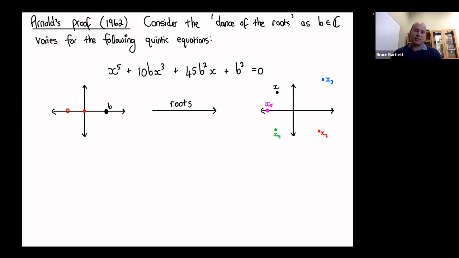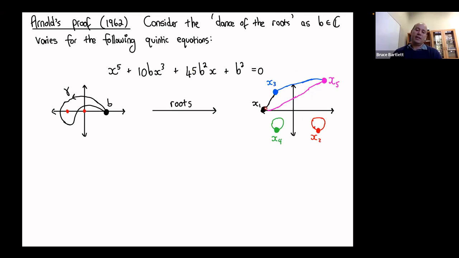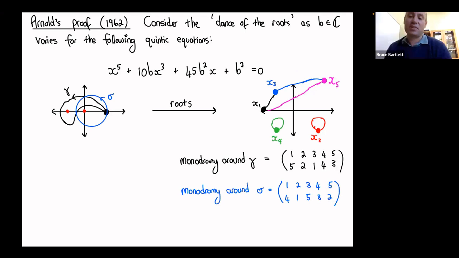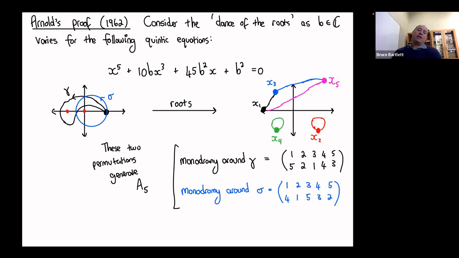If I were to do a different loop in b space, say this loop here, where I have to loop around this point, then the roots will dance around differently. You see now these 3 roots permuted cyclically amongst each other, and these 2 roots went back to where they started. So it's a different permutation that's occurred. And the point is that these two permutations generate all possible even permutations. So you can get any possible even permutation of the roots by doing some loop in the b plane.